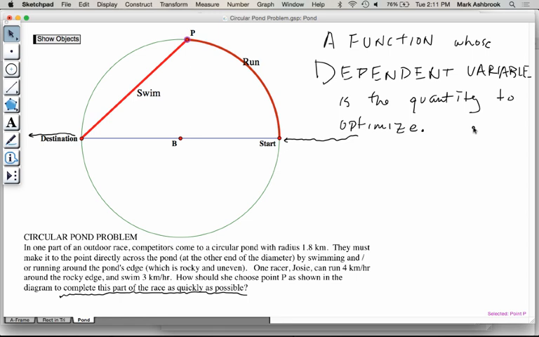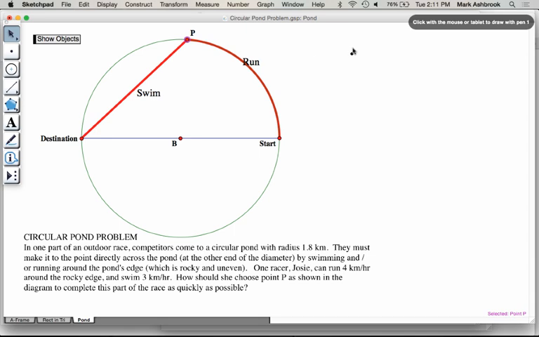I know Ian knows. Yes, sir? Time to get across the lake. And do you want to maximize that or minimize it? He wants to minimize time. Agree? That's it, right? If you want to get across the pond as quickly as possible, you want to minimize time. Therefore, what kind of function are we going to make then? A time function, right? The dependent variable is time.